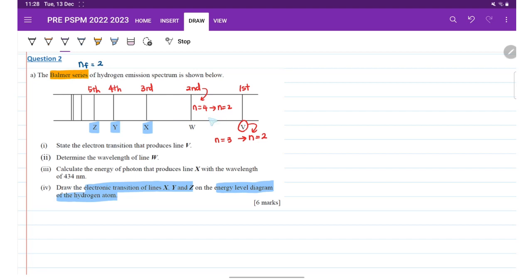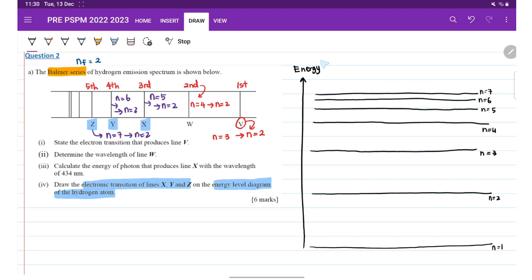So, X is the third transition. Okay, so for X, I put it here, it is from N equals 5 to N equals 2. For Y, N equals 6 to N equals 2, and for Z, N equals 7 to N equals 2. So, please make sure you determine the transition over here first. Once we have determined the transition, then we will draw our energy level diagram.